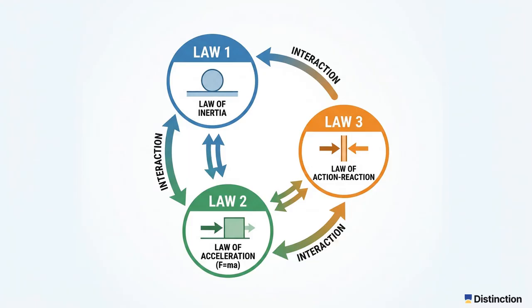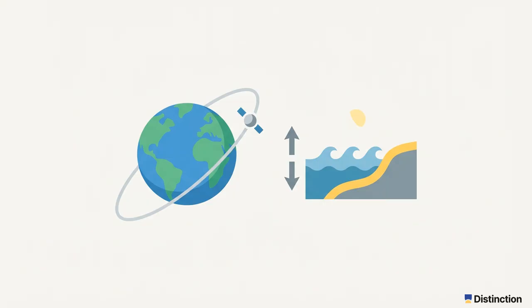These three laws work together to describe all classical motion, from the smallest particles to the largest planets. Newton's laws have been applied to understand planetary orbits, tides, and even the concept of universal gravitation.